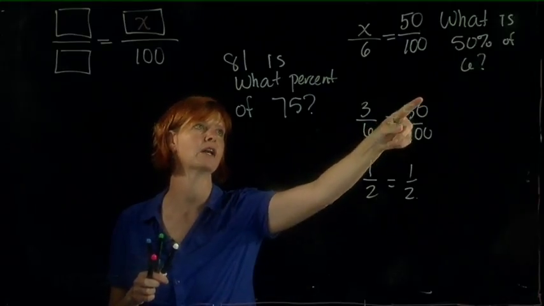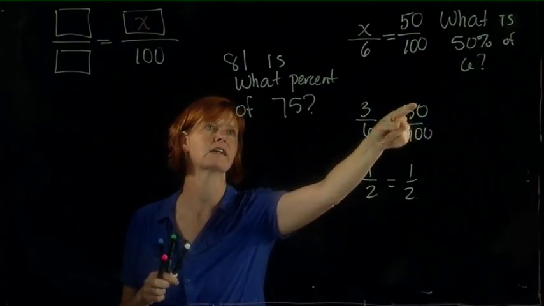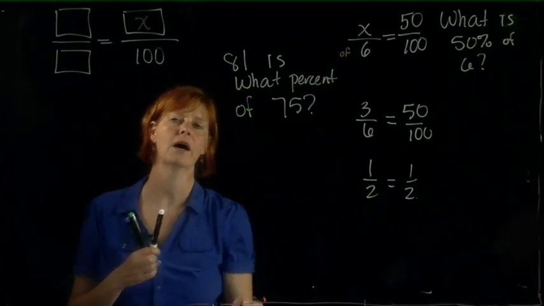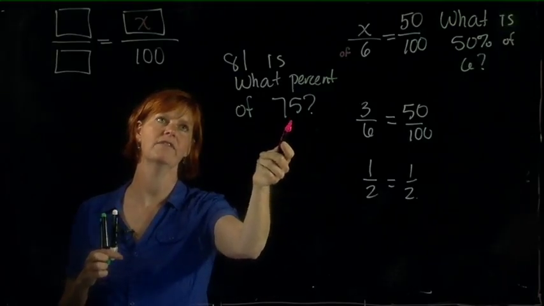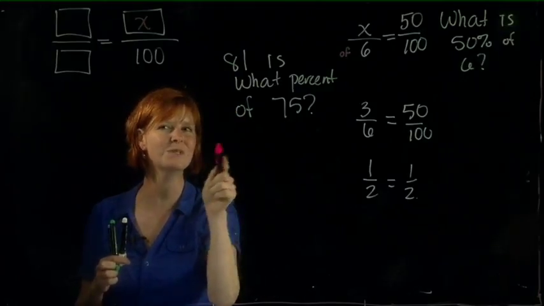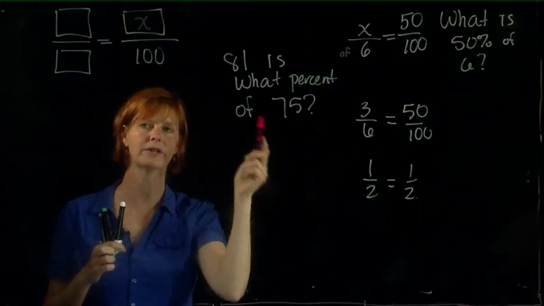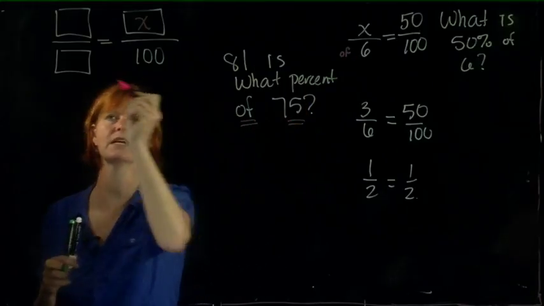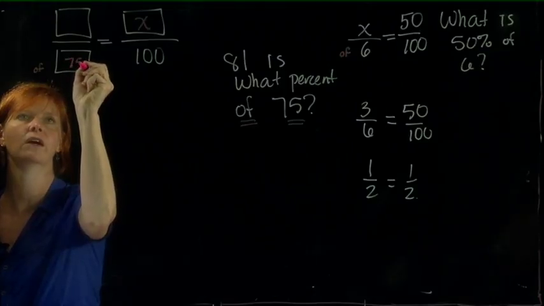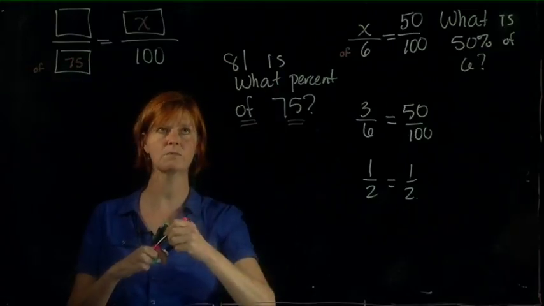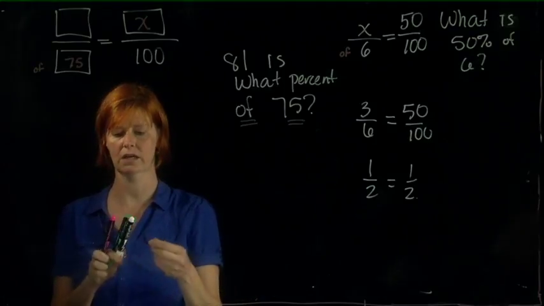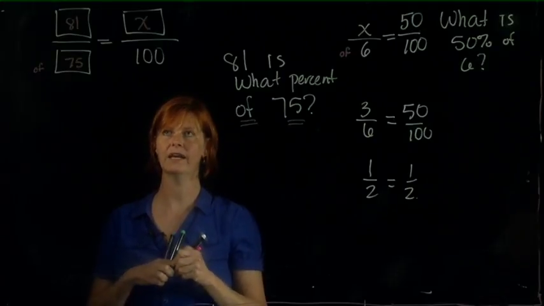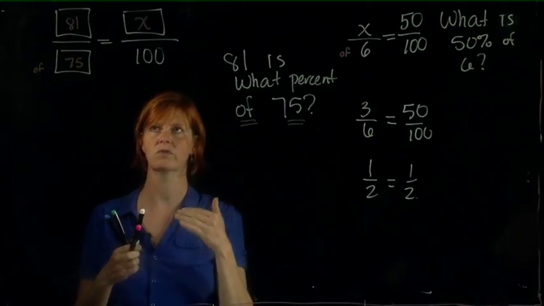So let's go back and look at this one. What is 50% of 6? So this was of 6 right here, right? So a common mistake would be to go, oh, 75 divided by 81. But that's not what they're asking. It's not always the small number on top. 81 is what percent of 75? Of 75. So where does that 75 go? It goes here. Right now, I'm left with only one spot. What is that? 81. Okay, now 81 over 75 is equal to x over 100.